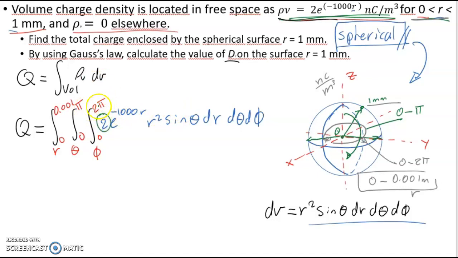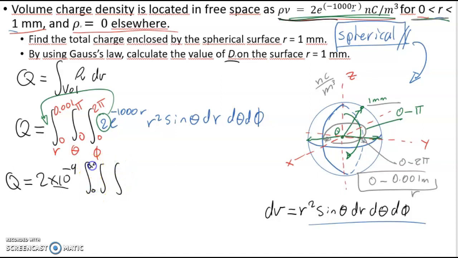First, this 2 is constant. It can go out. Second, we're working with nanocoulombs, so we can rewrite this as Q equals 2 times 10 at minus 9, that's giving me the nanocoulombs, times the integration 0 to 0.001, 0 to pi, 0 to 2 pi of e at minus 1000 radius, r squared, sine of theta, dr, d theta, d phi.